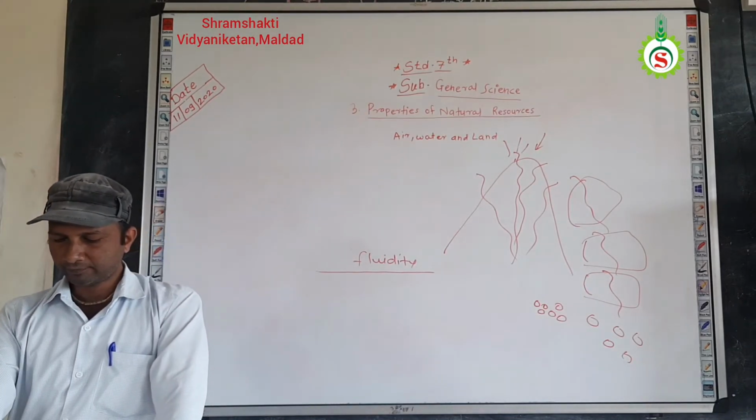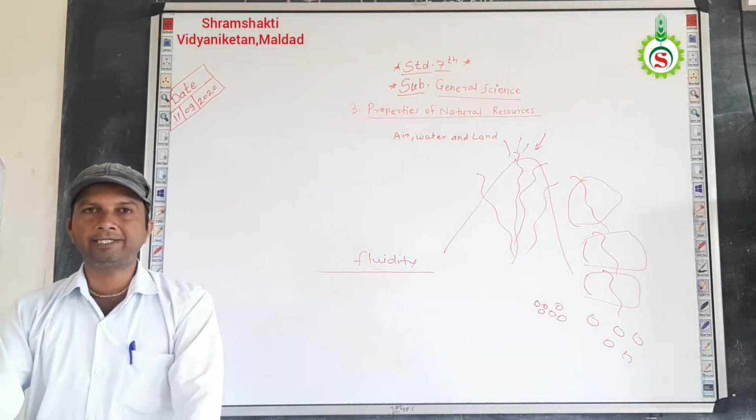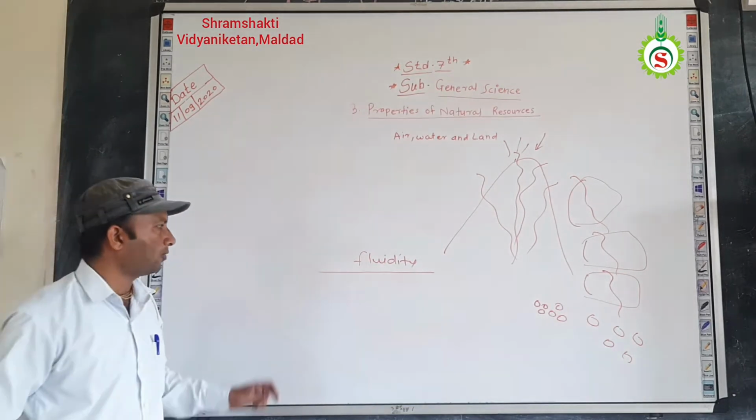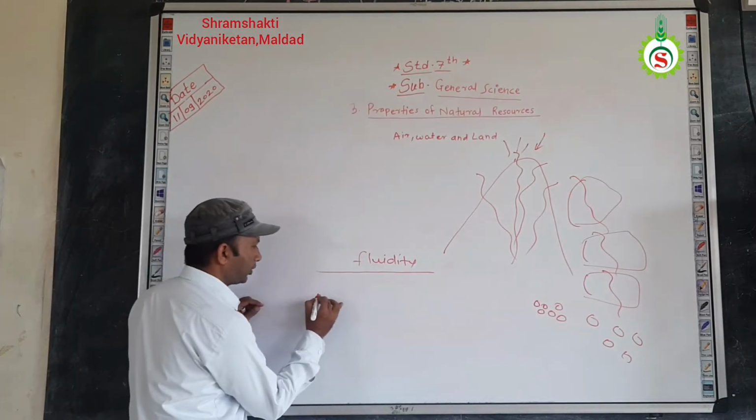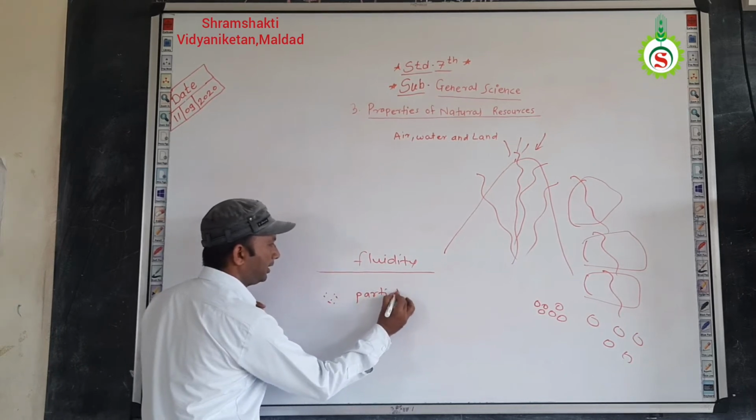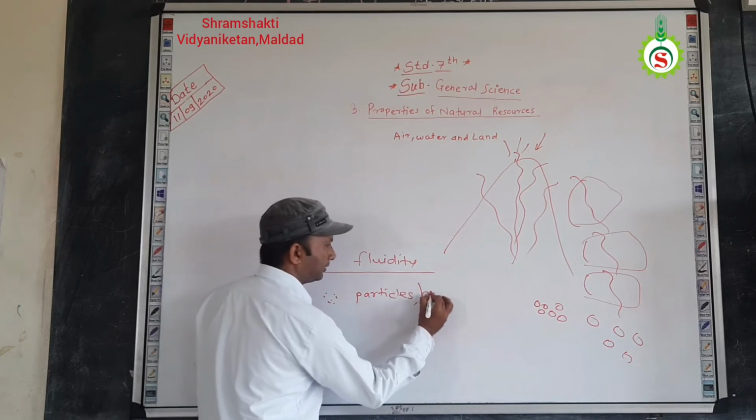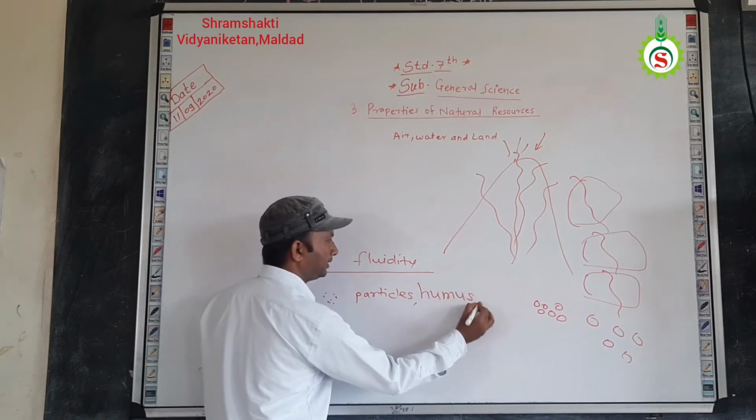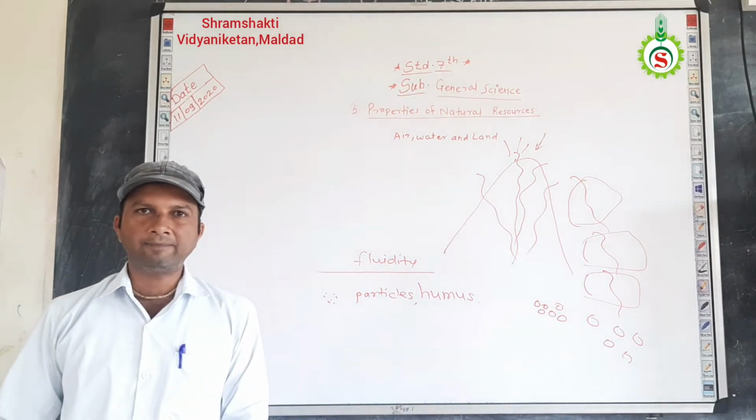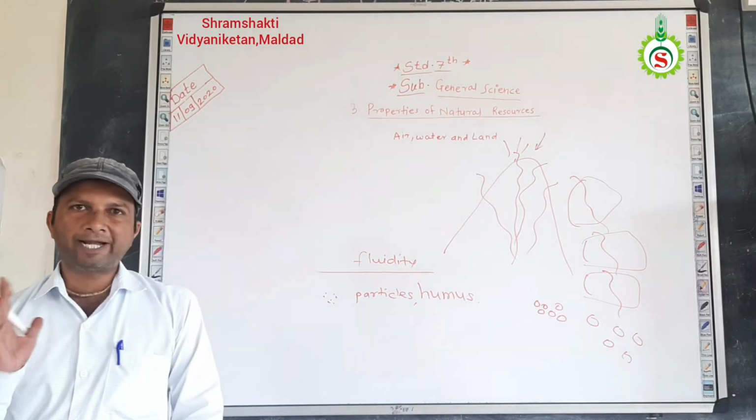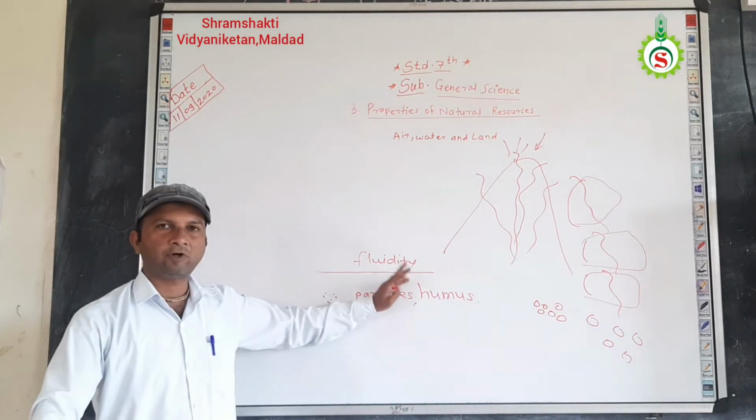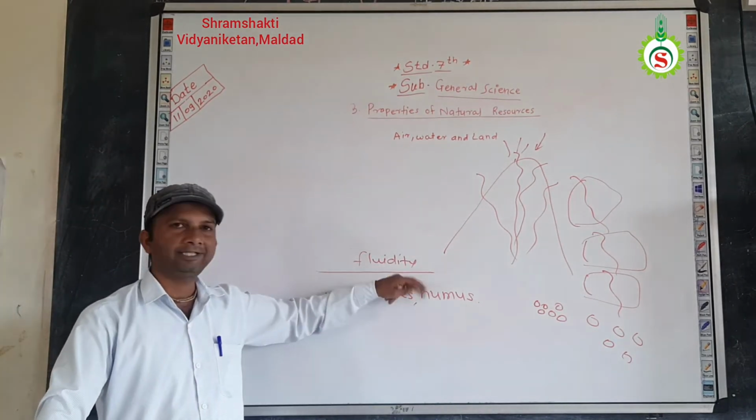Now second question: what are the ingredients of soil? That means, what is the composition of soil? The composition of soil consists of small particles. After that, humus. What is meant by humus? For example, when an animal or plant dies, or the branches of plants become dry, these branches or the dead bodies of animals mix in the soil.